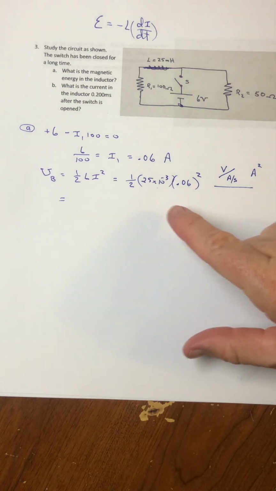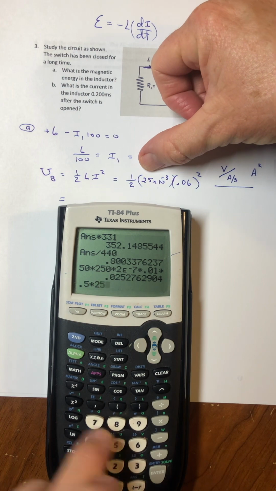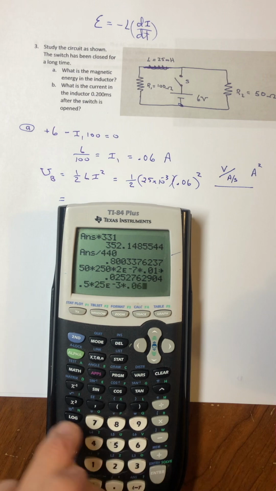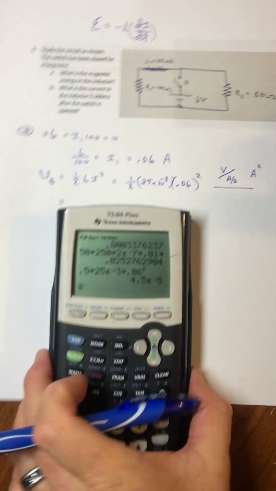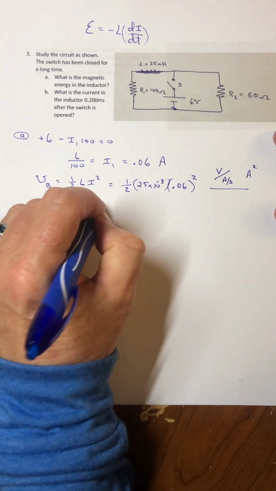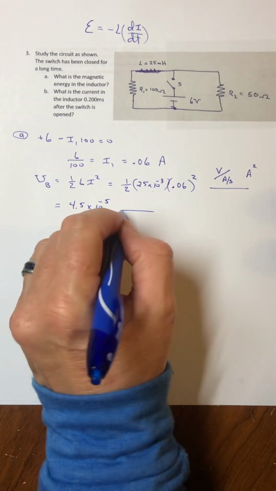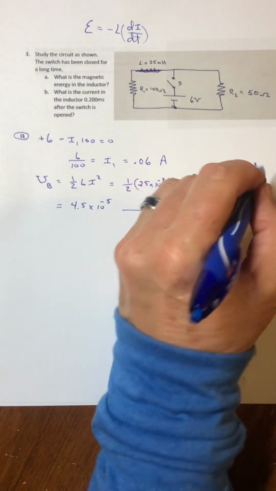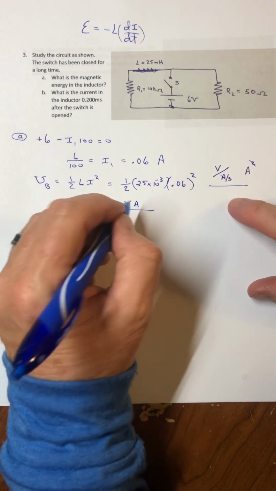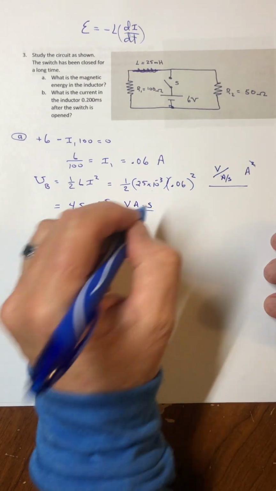Now, looking at just the number for a second, 1/2 times 25 milli times 0.06 squared would then be 4.5 times 10 to the minus 5. And if you simplify this a little bit, this 1 amp here is going to cancel. And so on the top, you have a volt times an amp. This compound fraction brings the second to the top.